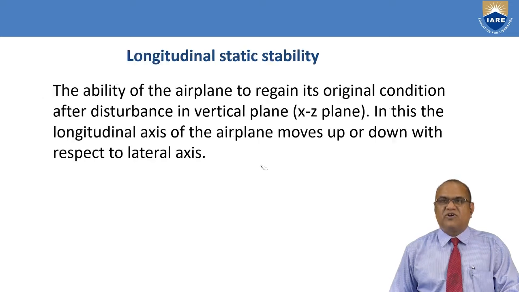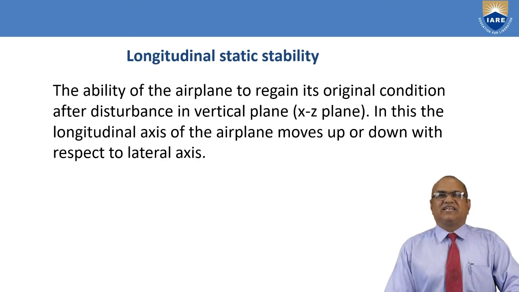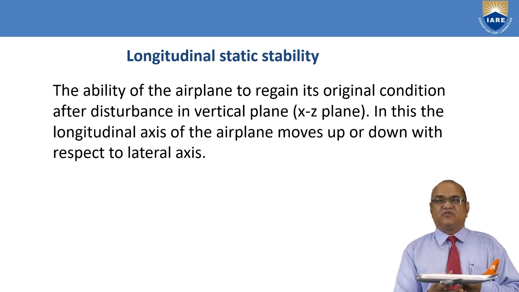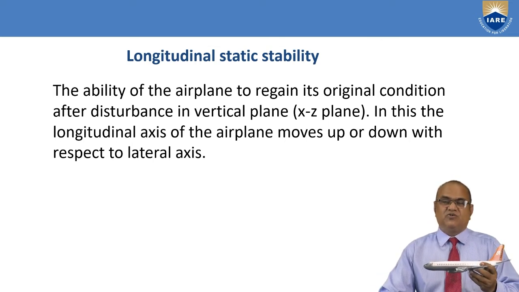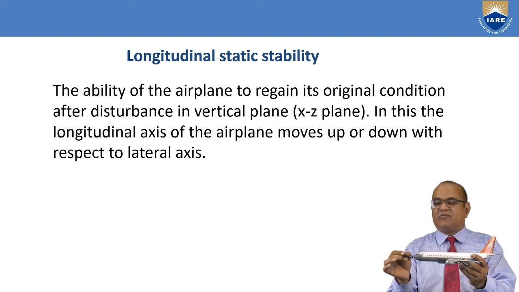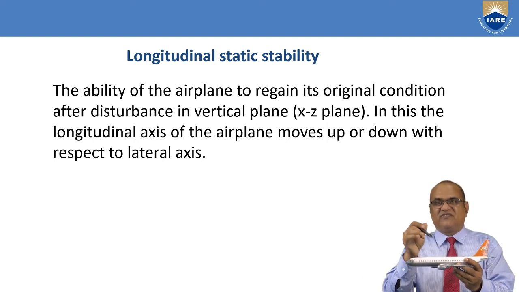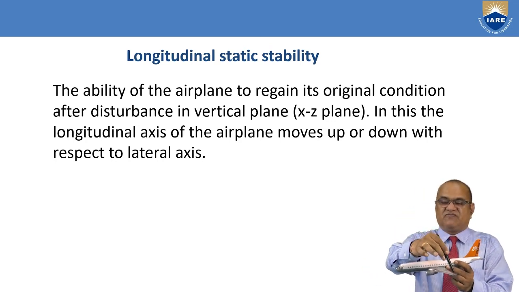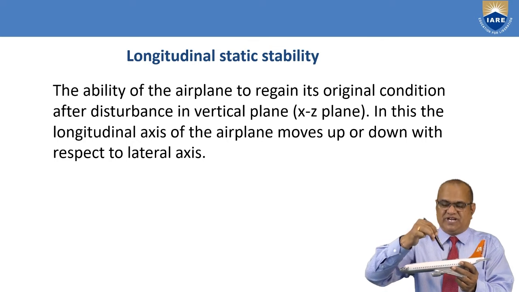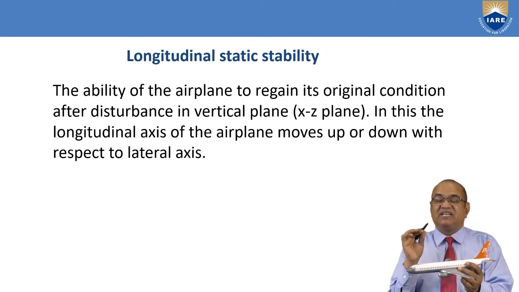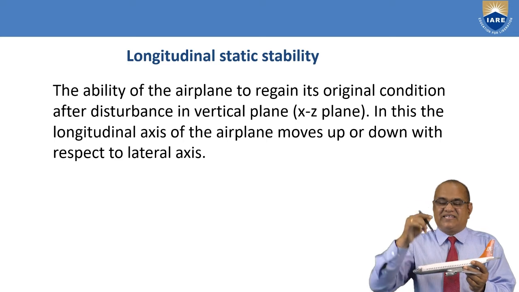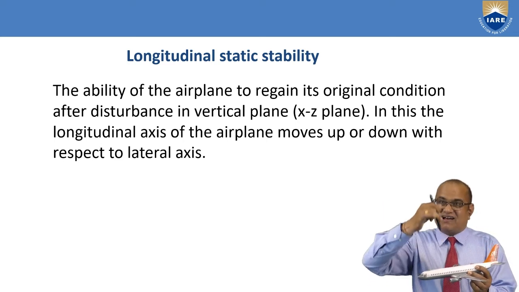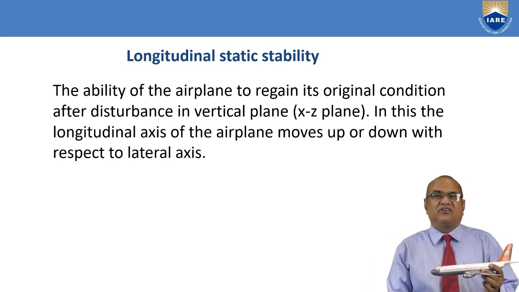Okay, so I am going to the next topic, longitudinal static stability. First of all we should understand what is longitudinal and what is lateral. The longitudinal axis is the axis passing from nose to tail via the center of gravity. The axis passing from wingtip to wingtip via the center of gravity is called the lateral axis. And the axis perpendicular to the longitudinal and lateral axes, going towards the earth, is called the yawing axis.